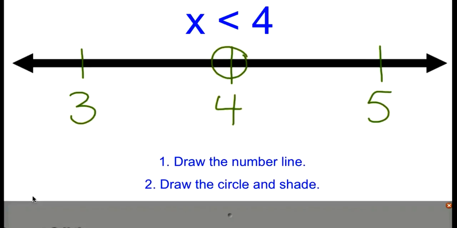Then I need to figure out which side is going to make my inequality true. So I'm going to go to the left and I'm going to say, is 3 less than 4?